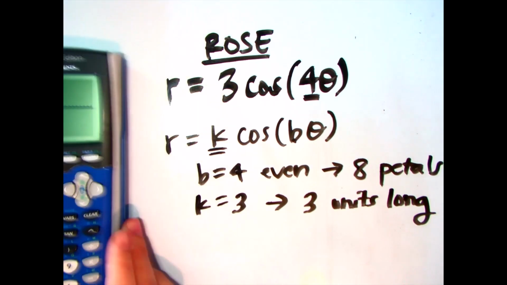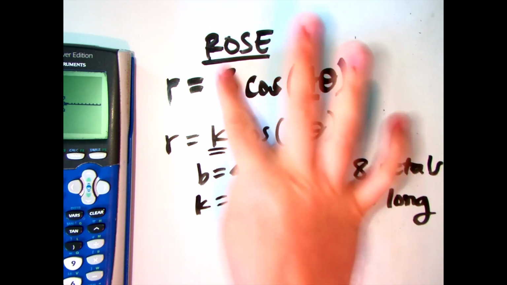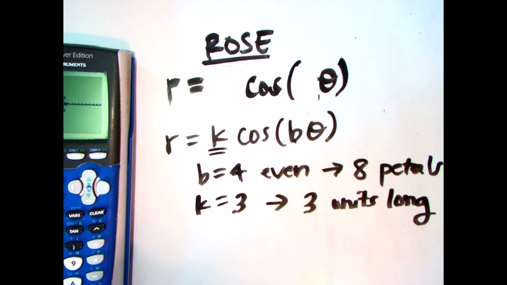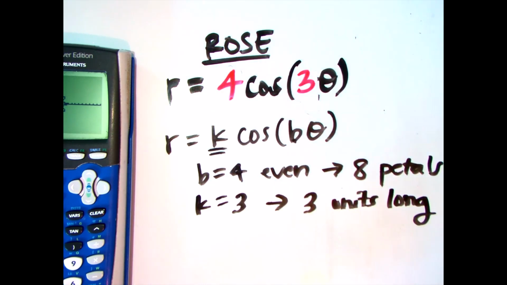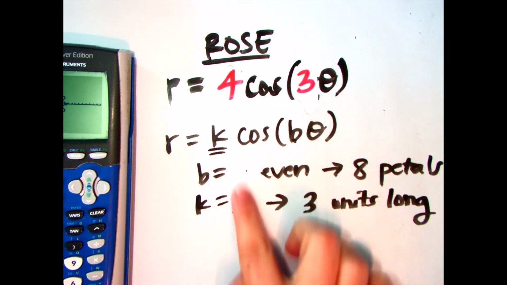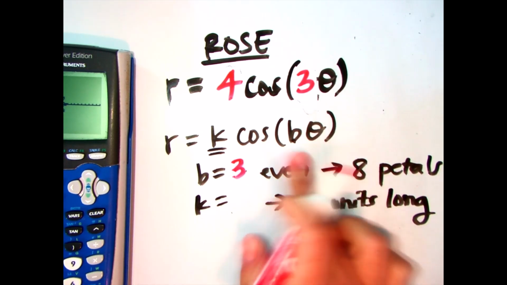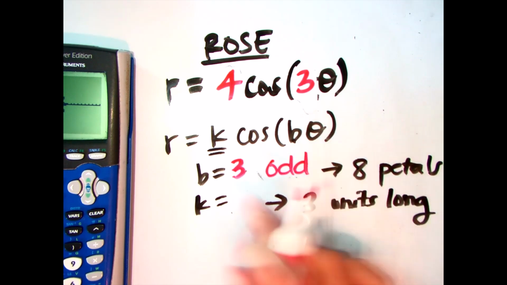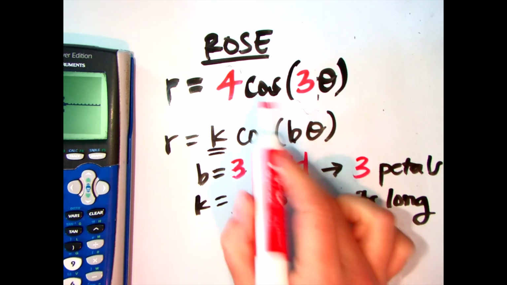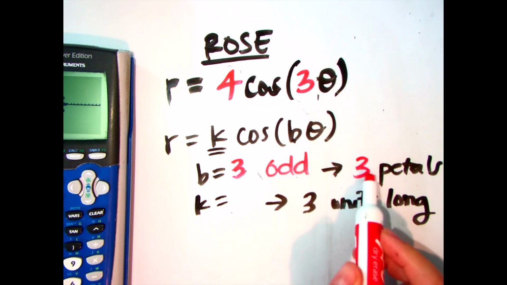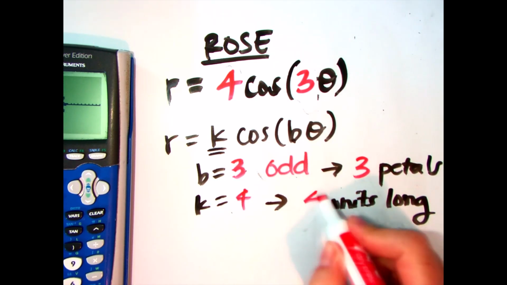Okay, let's talk about this again. What if the 3 and the 4 were swapped? So let's say this time we have 4 cosine of 3 theta. Now b is 3. That's not an even, it's an odd. If it's odd, you don't change the number of petals. It's 3 petals. Even if this was a sine function, it would still be 3 petals. K tells you how long the petals are, so k is 4. So the petals should be 4 units long.